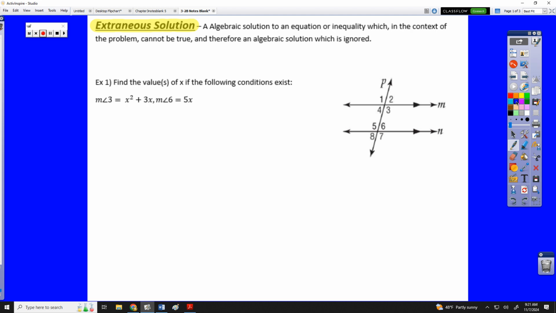Now, what are we talking about here with parallel lines and transversals? Well, in the picture on this screen, there are 8 angles. Each of these angles, to exist, must be greater than 0, must be positive, and it has to be less than 180 degrees, or else this picture just cannot exist. So if we were to come up with a solution that claimed that any of these angles were negative, 0, or more than 180 degrees, that would be an example of an extraneous solution.